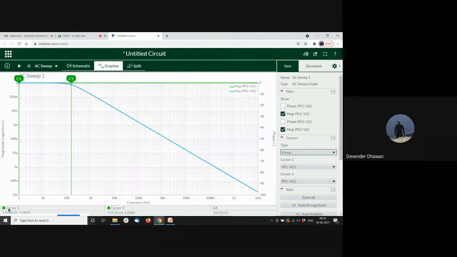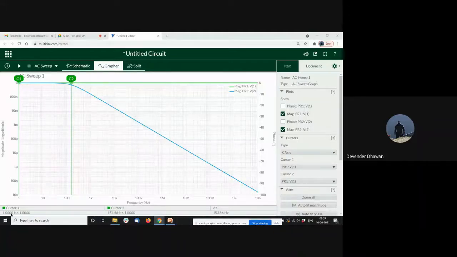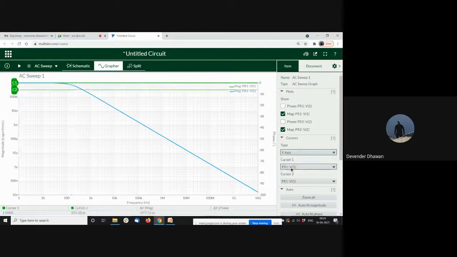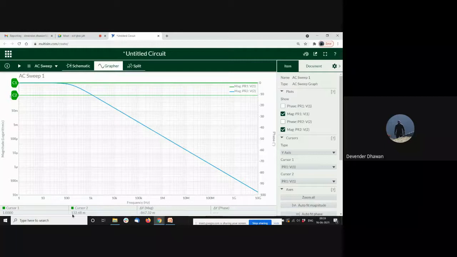So this is x. Let me just remove this. So this is your cursor. Cursor 1 is placed at 1 hertz, 1 volt. Cursor 2 is placed at 154.56 hertz and 1 volt. Then obviously it has calculated your delta x, so that way it will give you the difference also. Similarly, with the y-axis it will do the same thing. If I put it like that, cursor 1 is placed at 1 volt, cursor 2 is placed at 132.6 millivolt, and this is your delta y. So that way you can measure it.